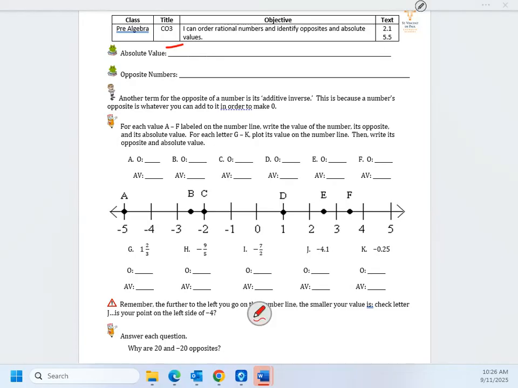Absolute value is the distance of a number from zero. So that's saying how far it is from zero. It's always going to be a positive number. Whether your number is on the positive side of the number line or the negative side, you're counting how many jumps it'll take to get to zero. So it's always going to be a positive number.